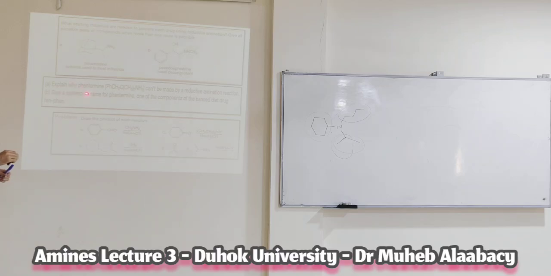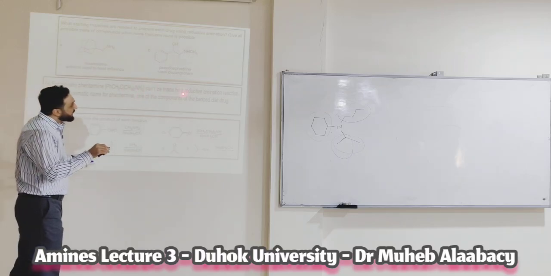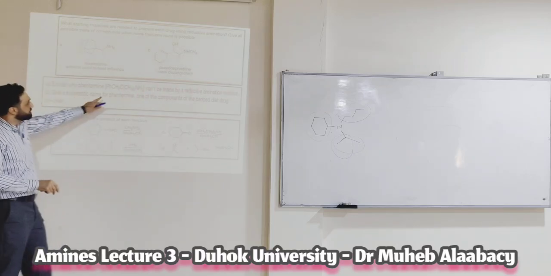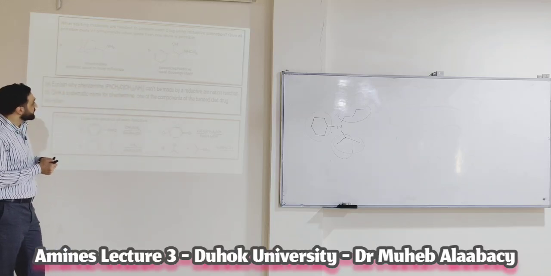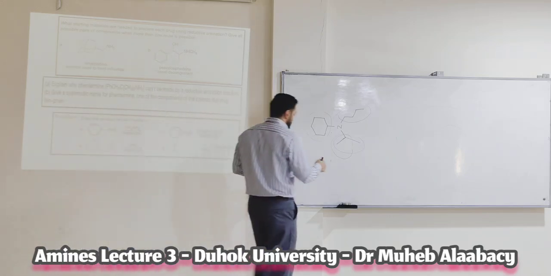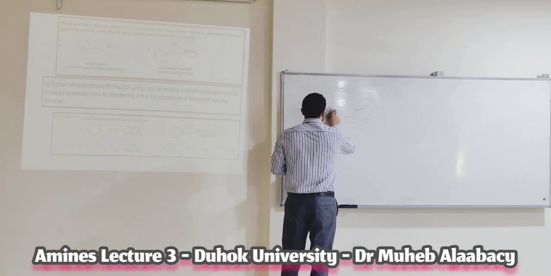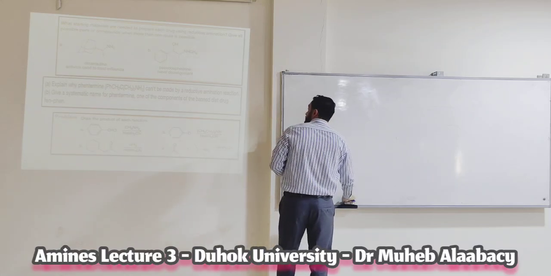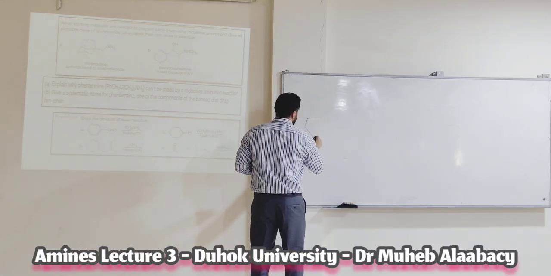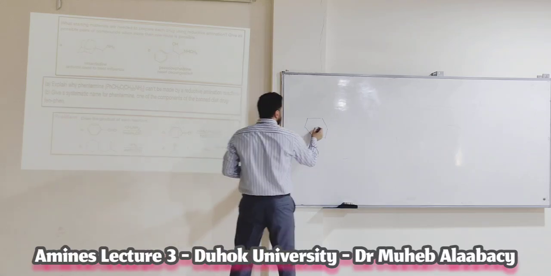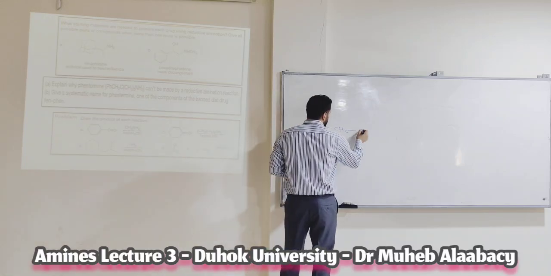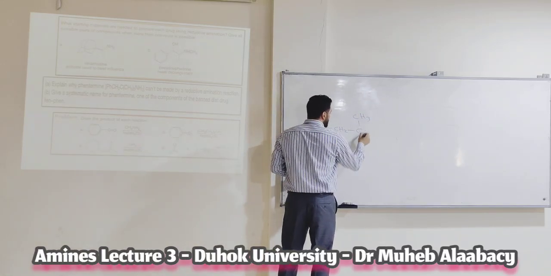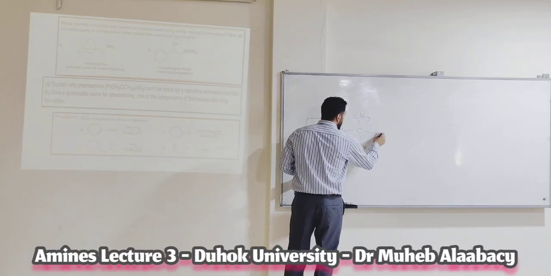Explain why phentermine, this is the compound, cannot be made by reductive amination reaction. He said this cannot be prepared by reductive amination reaction. What is the structure of this? Look, we have phenyl. This is the phenyl, and directly bonded to what? CH2, and the CH2 to what? To the carbon. This carbon has CH3 and NH2.